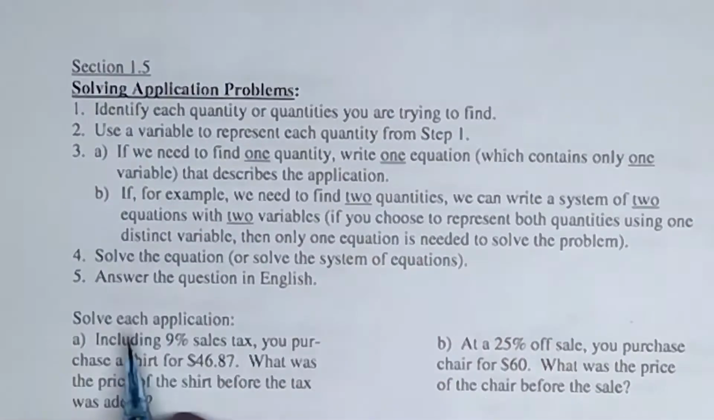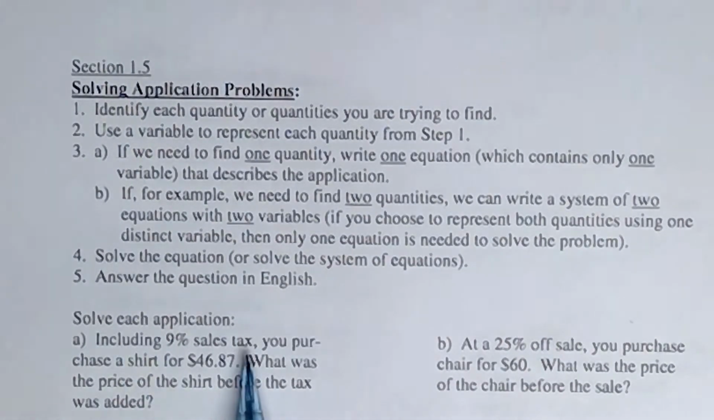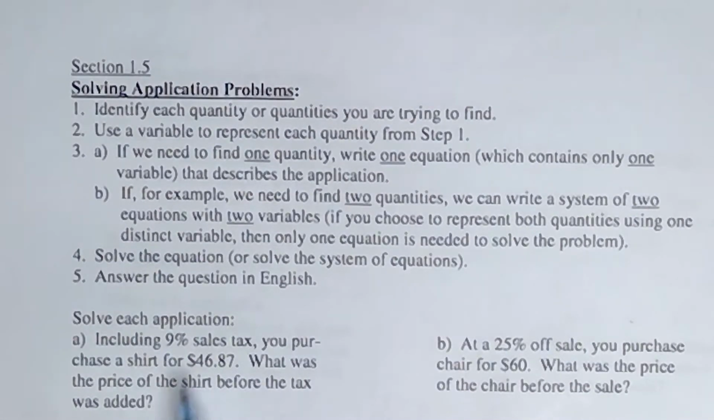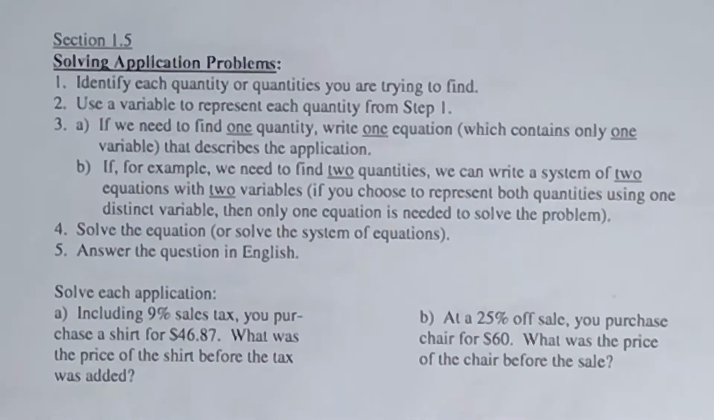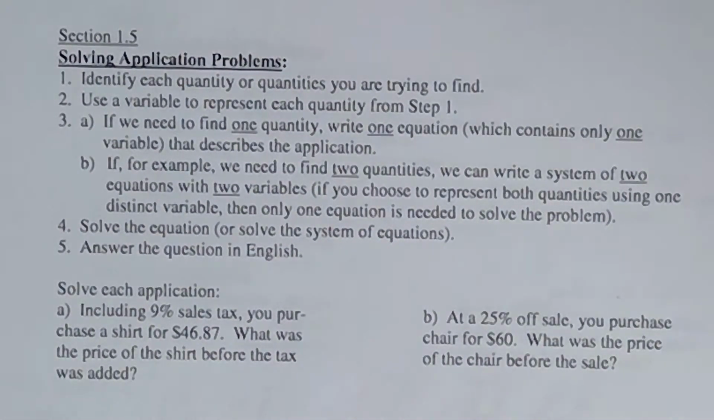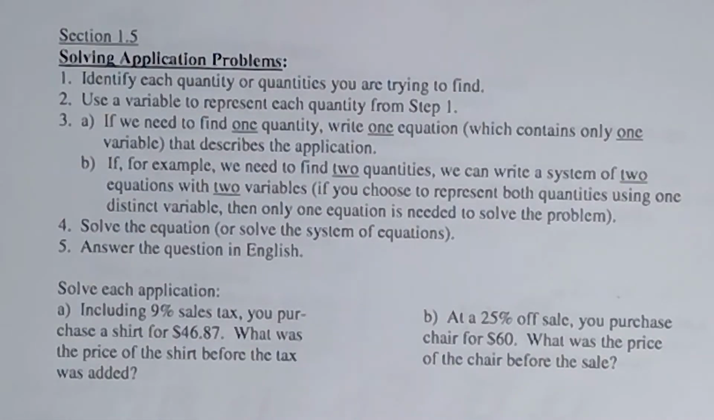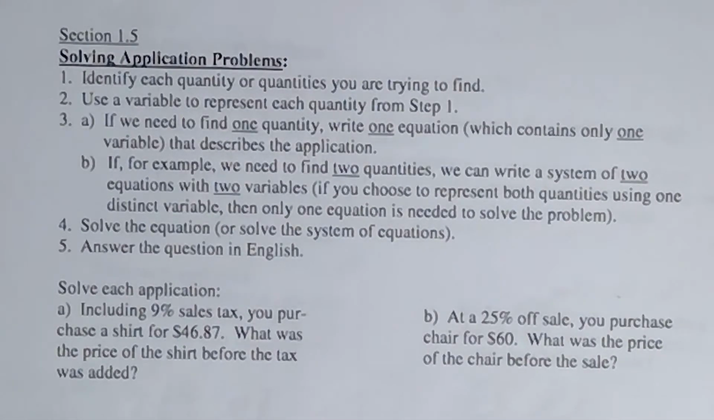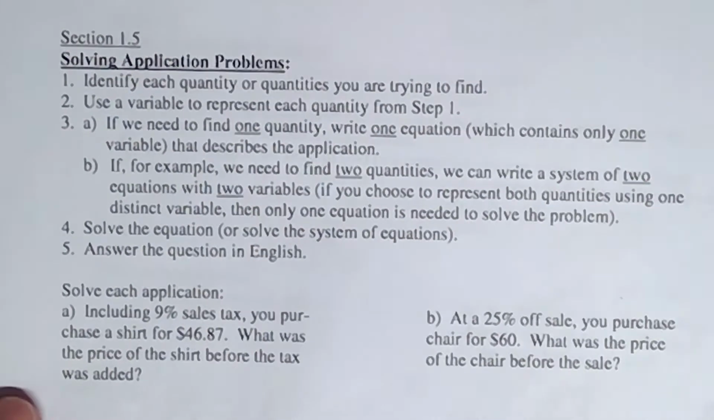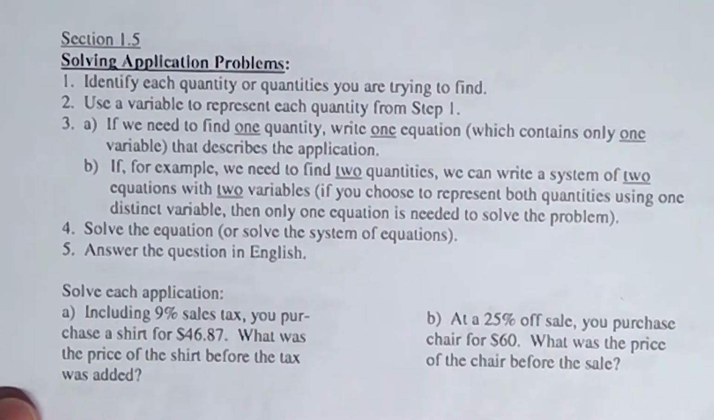So it says here in problem A, including 9% sales tax, you purchase a shirt for $46.57. What was the price of the shirt before the tax was added? Okay, we've all been to places before where we buy something and it'll say something on the item or maybe on the shelf that says what the price is for the item, but then when you go up to the cashier, what happens? All right, the price ends up being a little bit more than what you saw on the item or on the shelf because of sales tax, okay? And they compute that for you up at the cash register, okay?